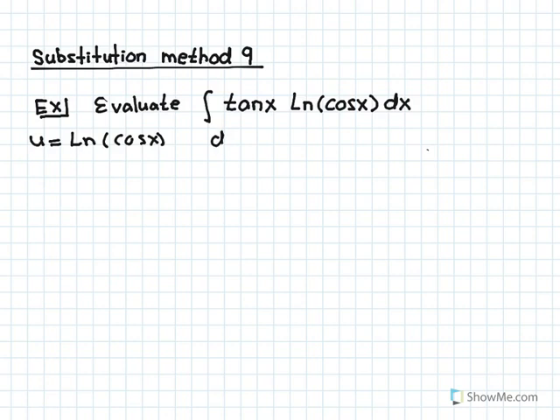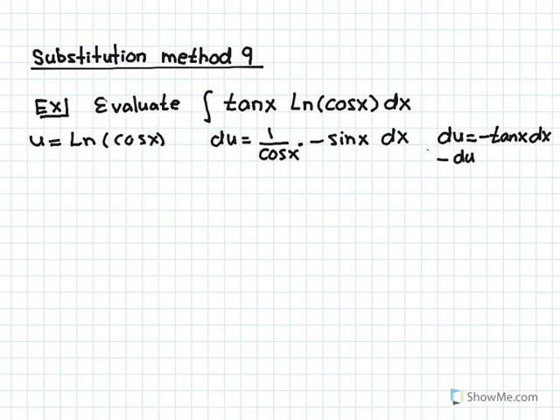The differential du is going to be, let's take the derivative of log of cos x, that's 1 over the inside, 1 over cos x, and multiply by the derivative of the inside, the derivative of cos x is negative sin x. We have applied the chain rule here, times dx. If we simplify this, we get du is equal to minus sin x over cos x, that's just tan x dx. The minus comes out, we get minus du is tan x dx.